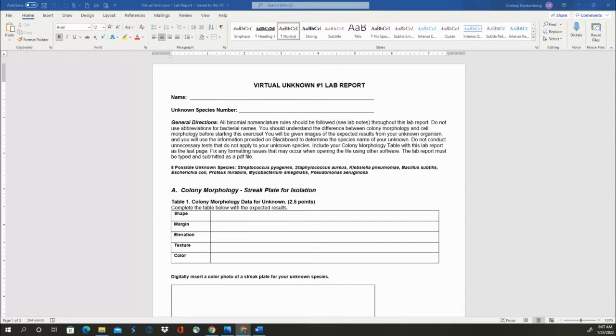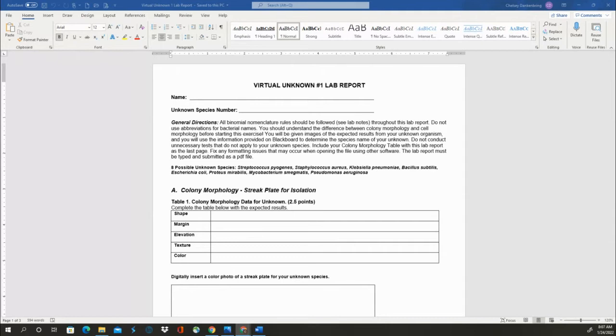So essentially what's going to happen is I am going to email you with the number of your unknown, which you will record on this sheet. And then I will send you at least 2 pictures. A picture of a colony, as if you had done the streak plate technique in lab, what kind of colonies you would have gotten. And then I will send you a picture of the gram stain for that unknown organism.